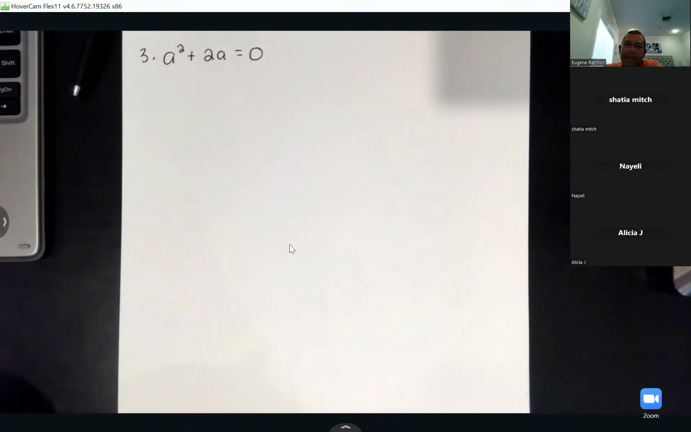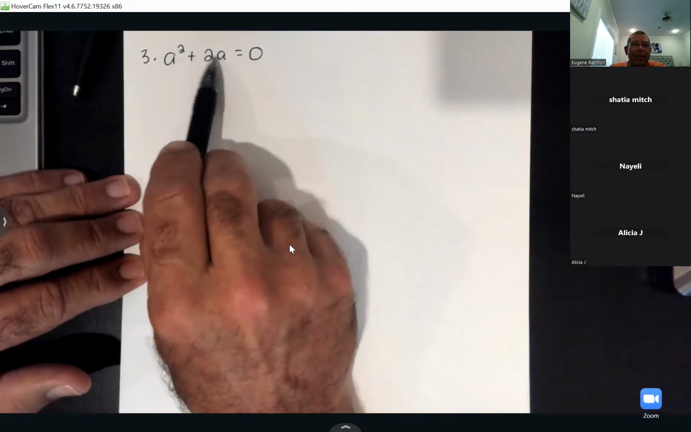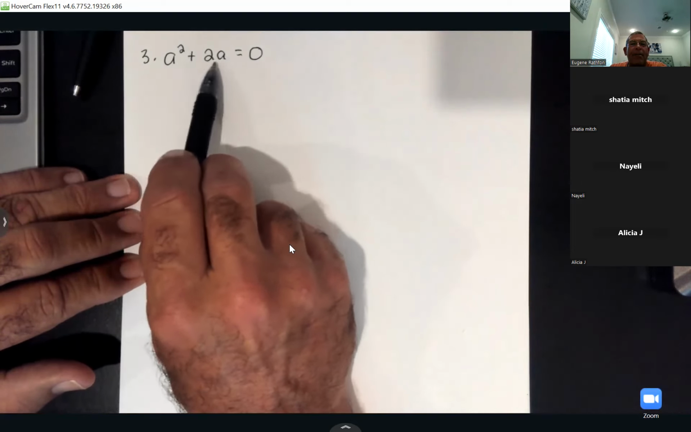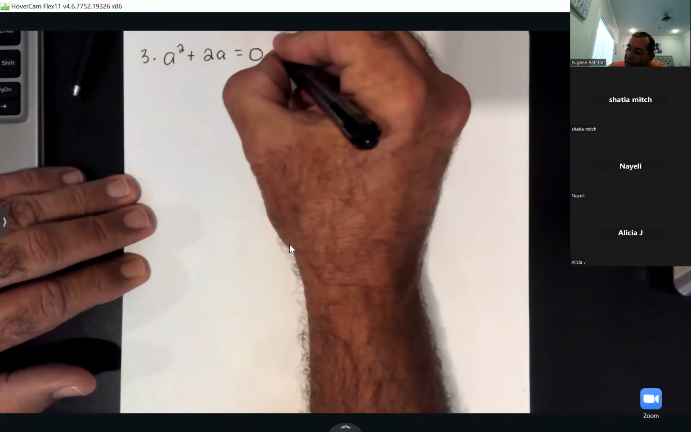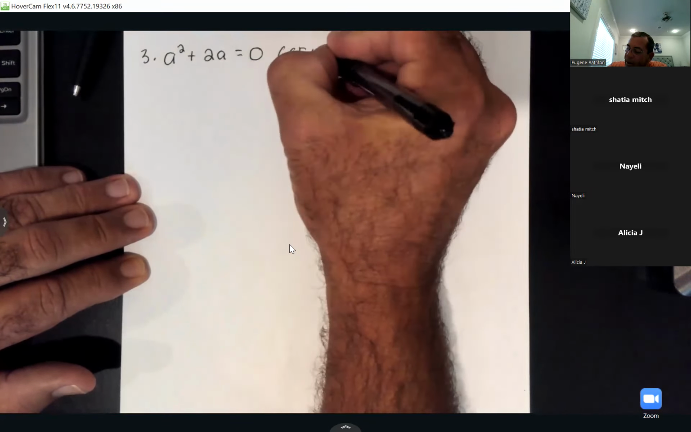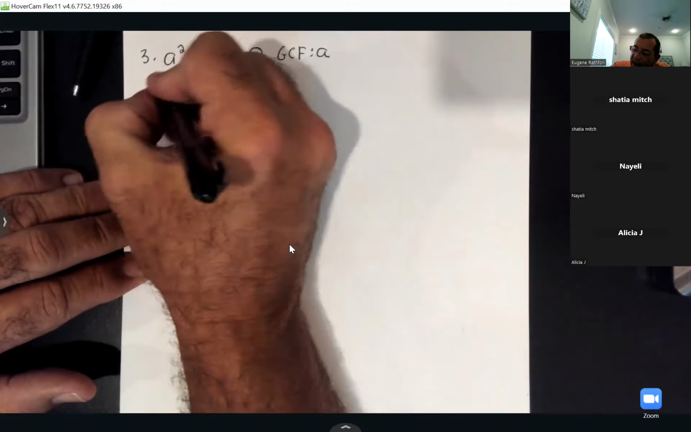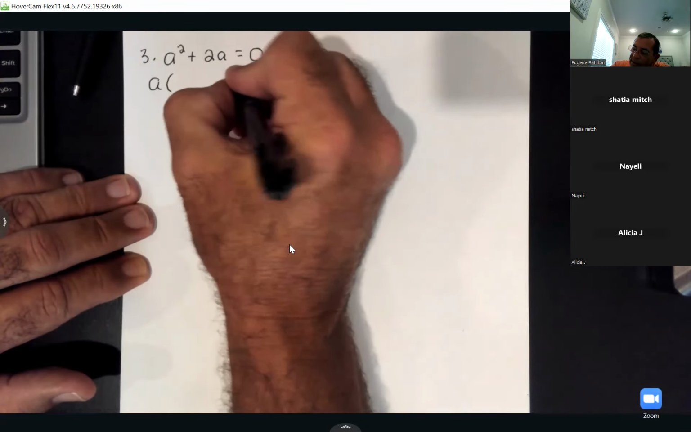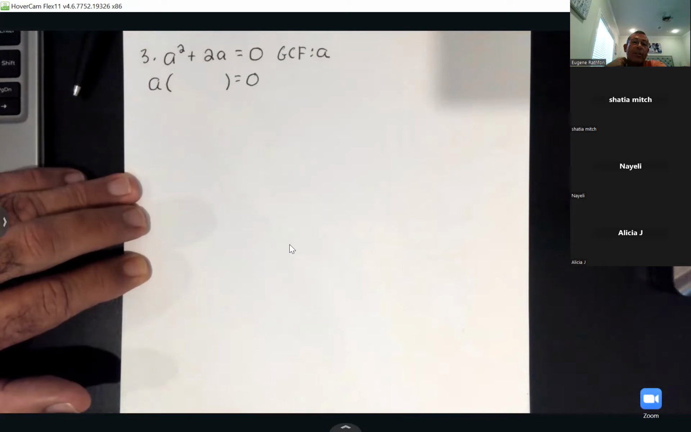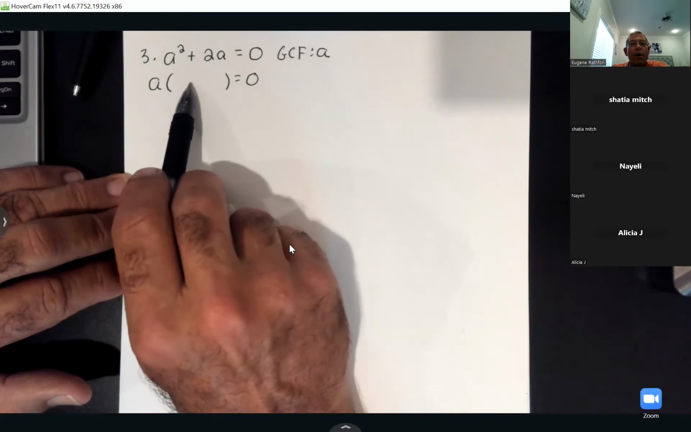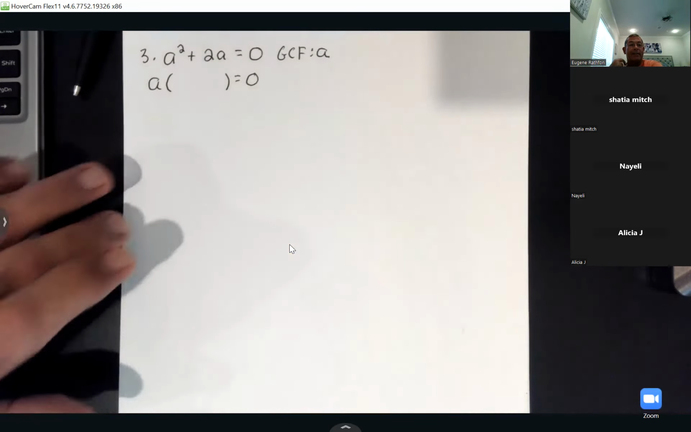So let me ask you this. The first thing we're looking for is a GCF. And guess what? Both of these got A's in them. So remember, we at least got to factor out an A from this. So this one does have a greatest common factor of A. So we bring our A out and put our parentheses. Here's the question for y'all. If I factor an A out of both of these, what am I going to put in my parentheses?